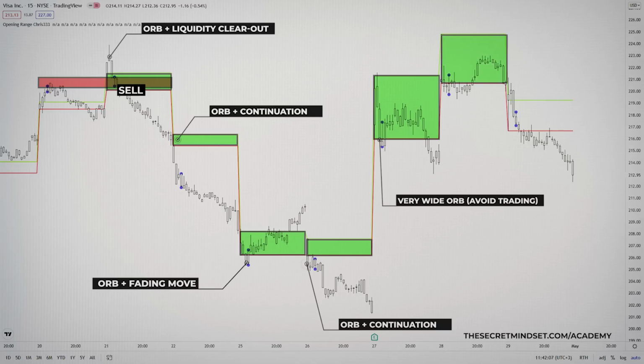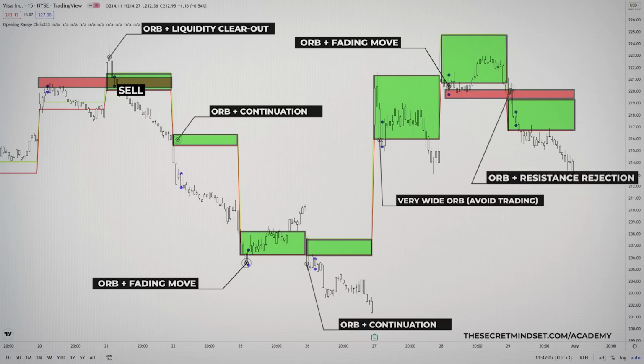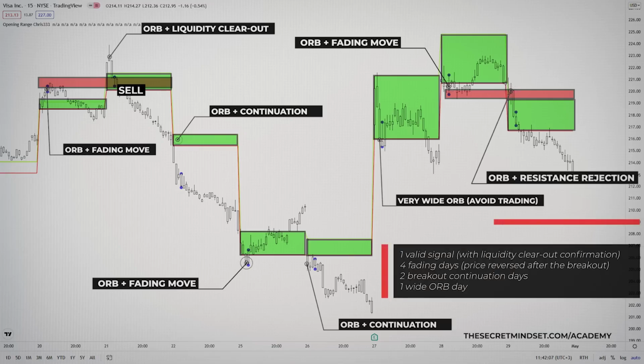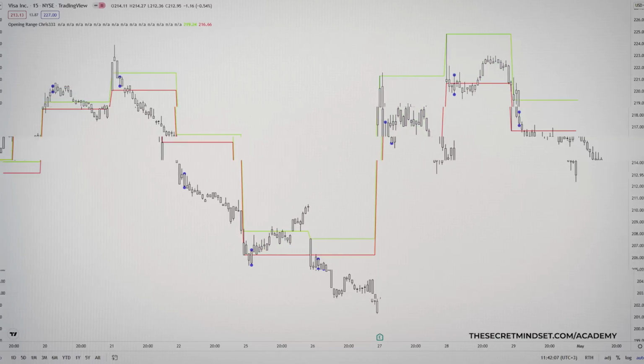The next day, we had a breakout and another reversal. And in the following day, the same scenario. Breakout, price found resistance, reversed inside the range, and continued its downwards momentum. So during this period, one valid signal with a liquidity clear-out confirmation, 4 fading days during which price reversed after the breakout, 2 breakout continuation days, and 1 range day during the earnings release. You can see why fading the opening range might be the better trade instead of trading the initial breakout.